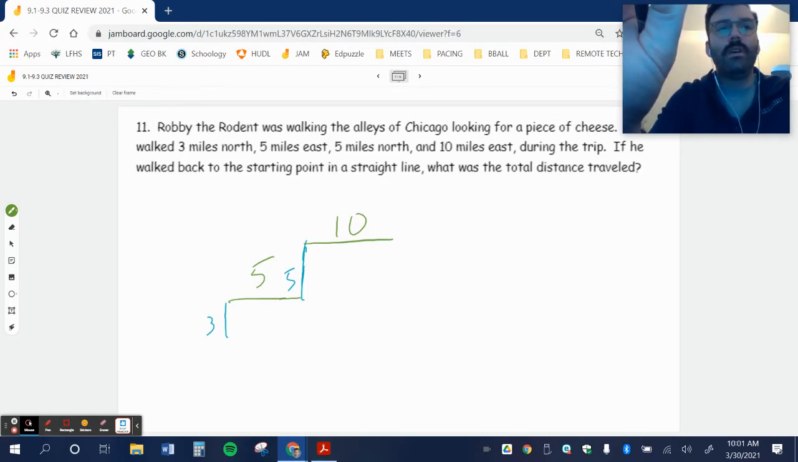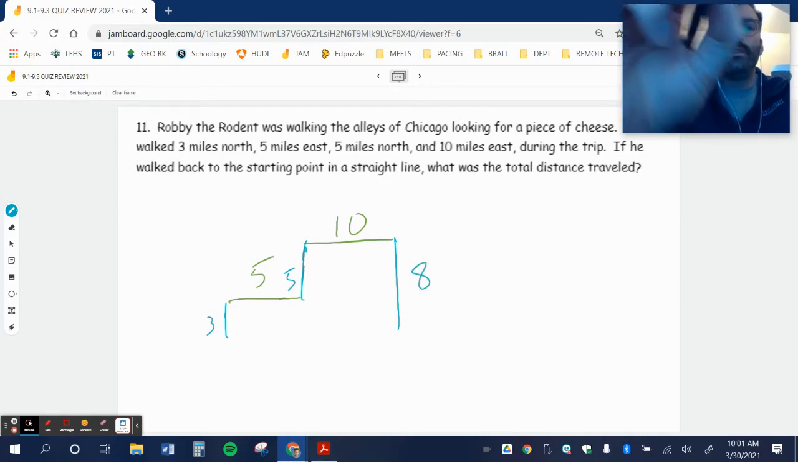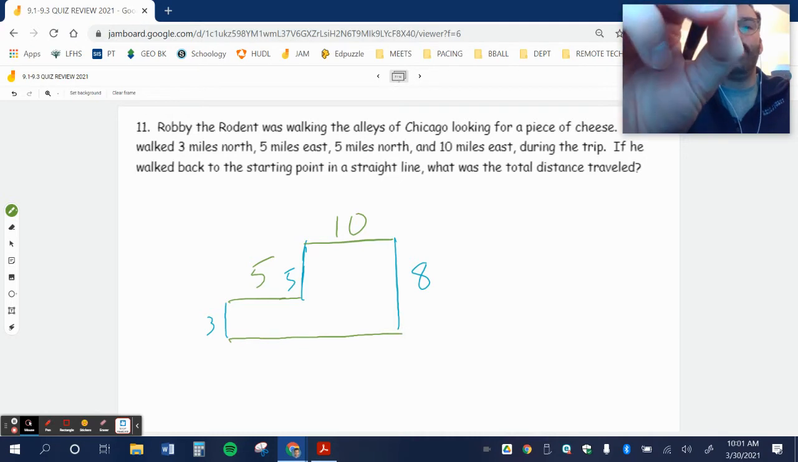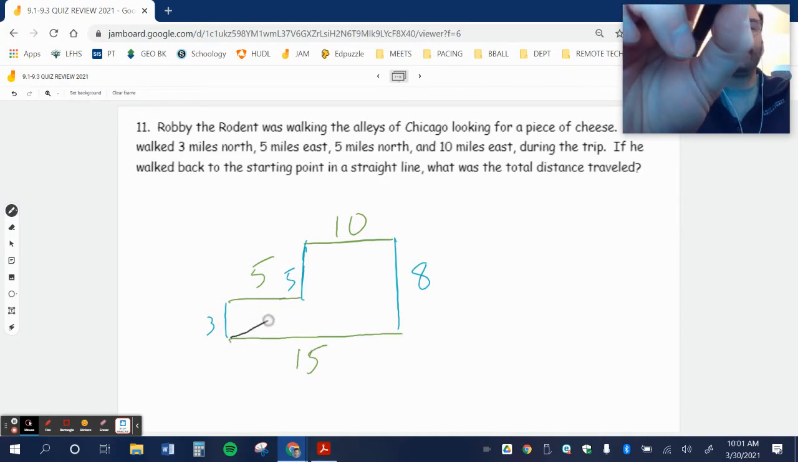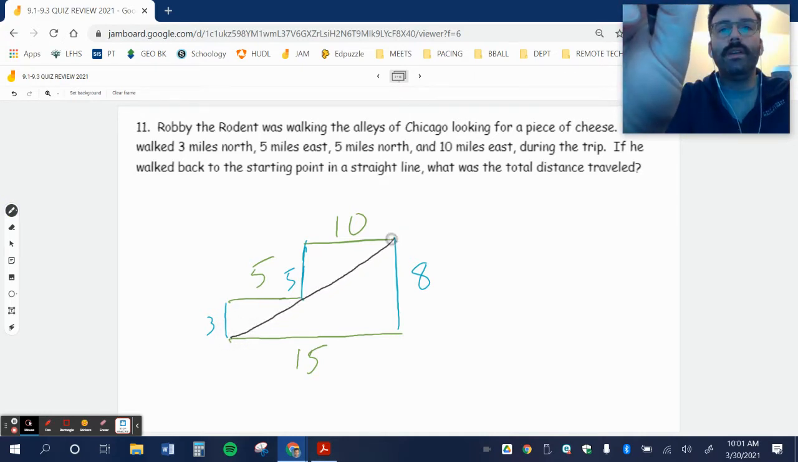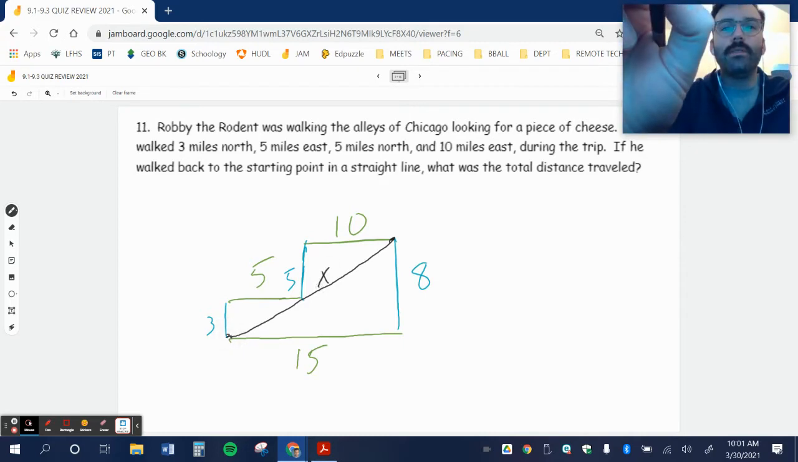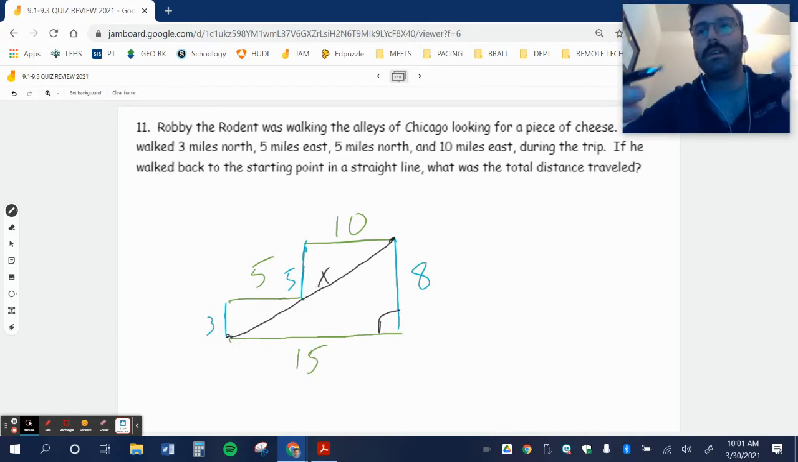Okay. So, how many total miles did he walk north? He walked 3 plus 5, so 8. How many total miles did he walk east? He walked 10 plus 5, so 15. I want to find the straight line distance from where he started to where he ended. Right there, so that is my x. Oh, look, we have a right triangle. Oh, look, that means we can use the Pythagorean theorem.